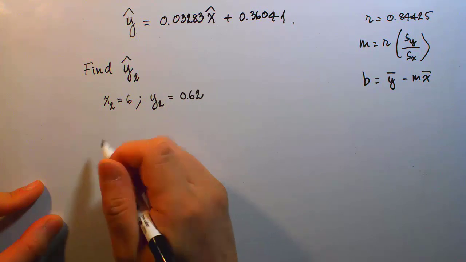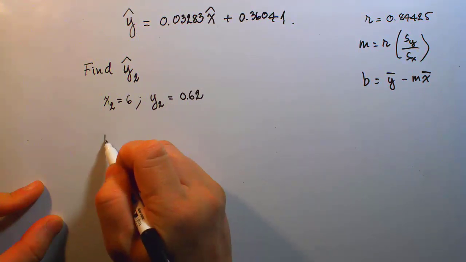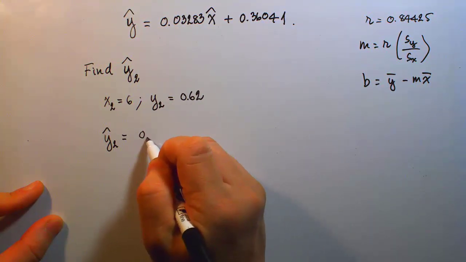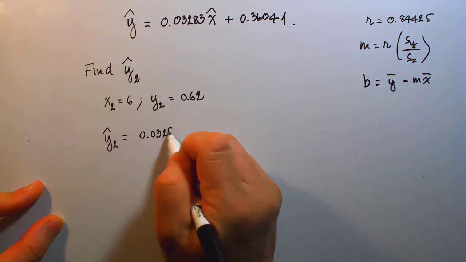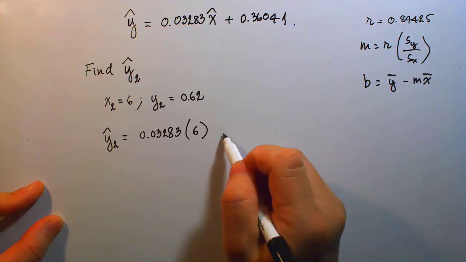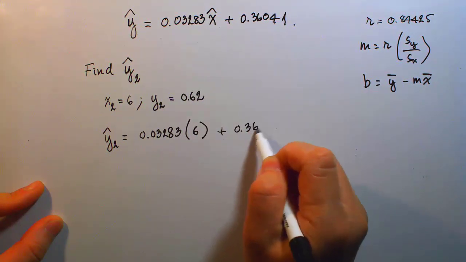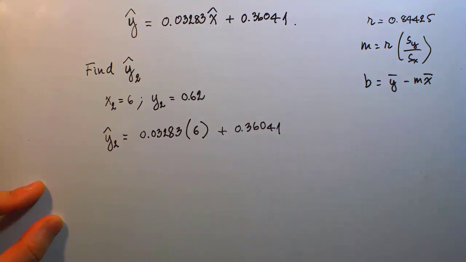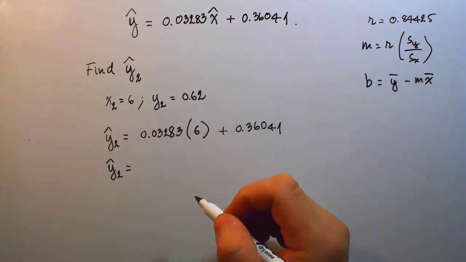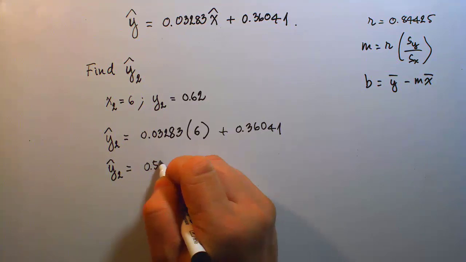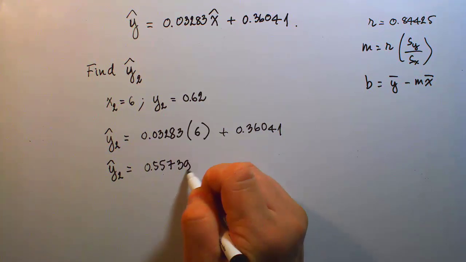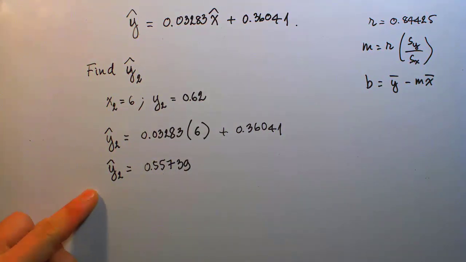So y hat 2 is found by substituting x2 values into the equation. So what I'm looking at here is 0.03283 times 6, that's the substituted value for x, plus 0.36041. So the calculation turns out to be y hat 2 equals 0.55739. And so that is my y hat 2, and here we can start speeding up the process a little bit.